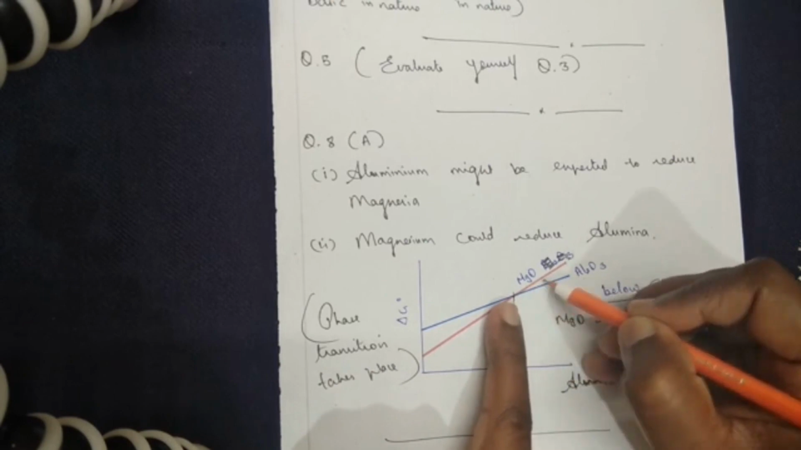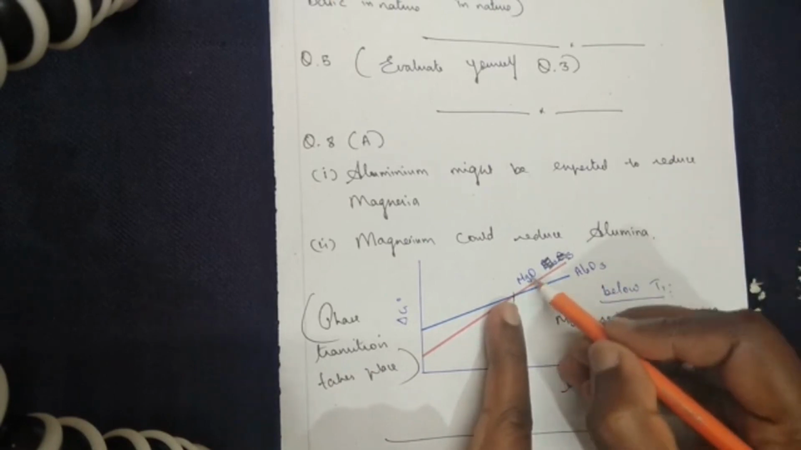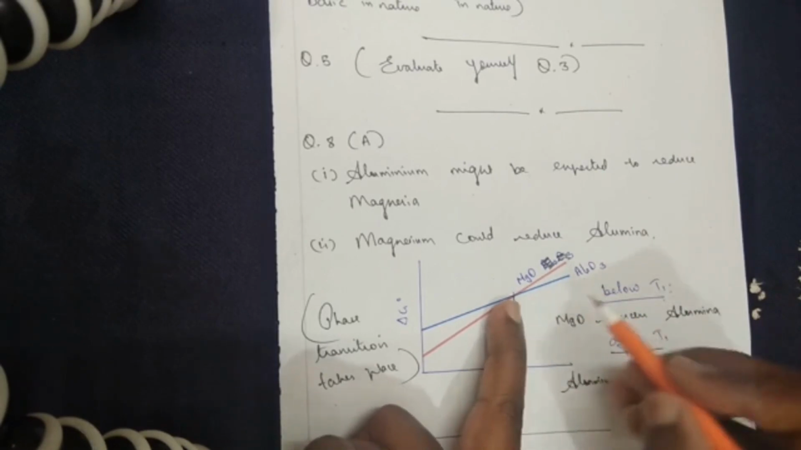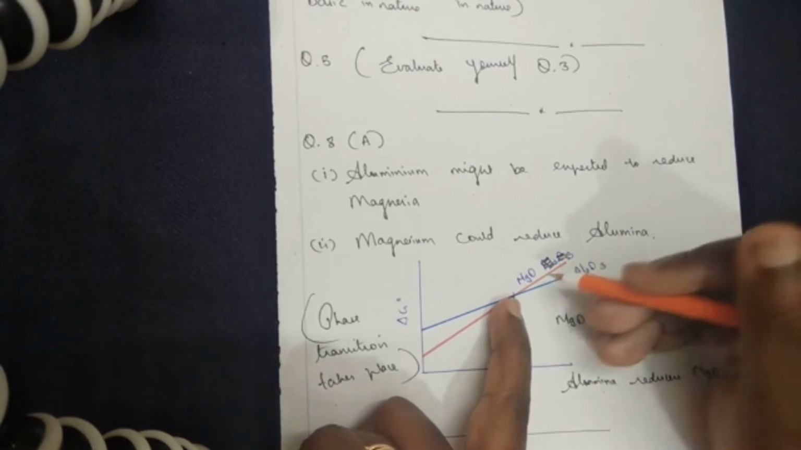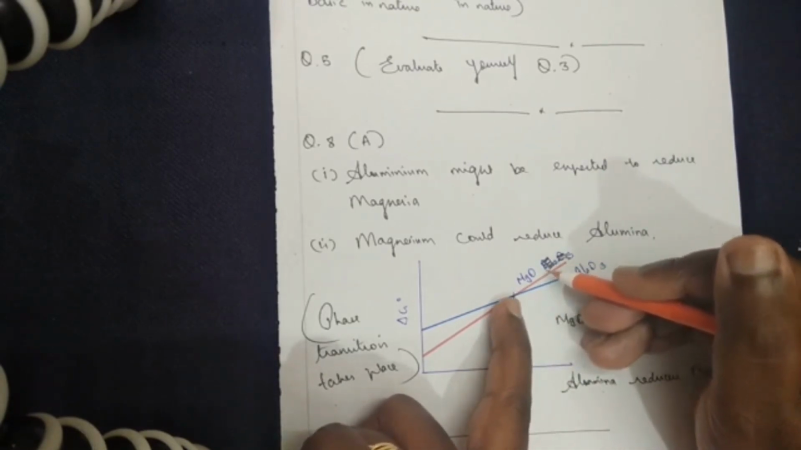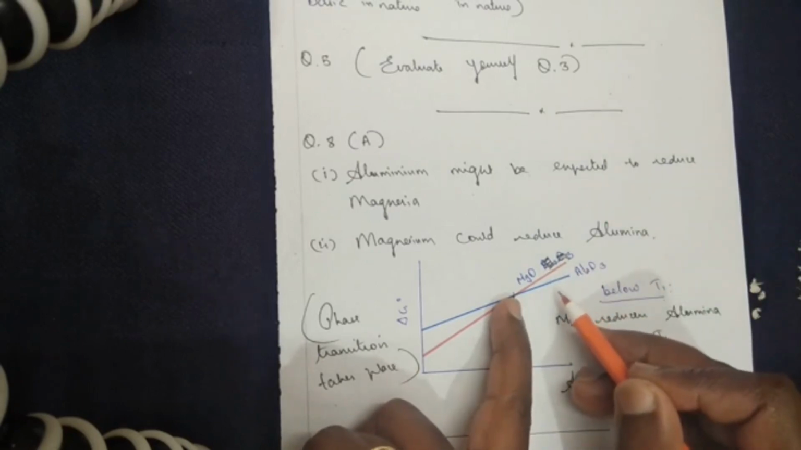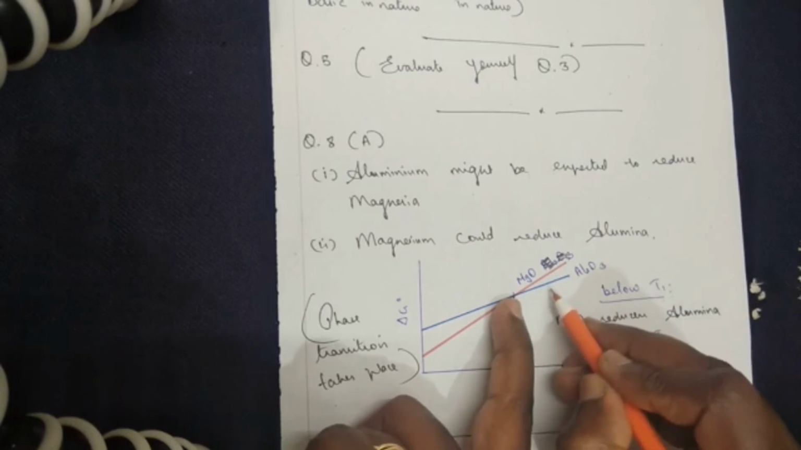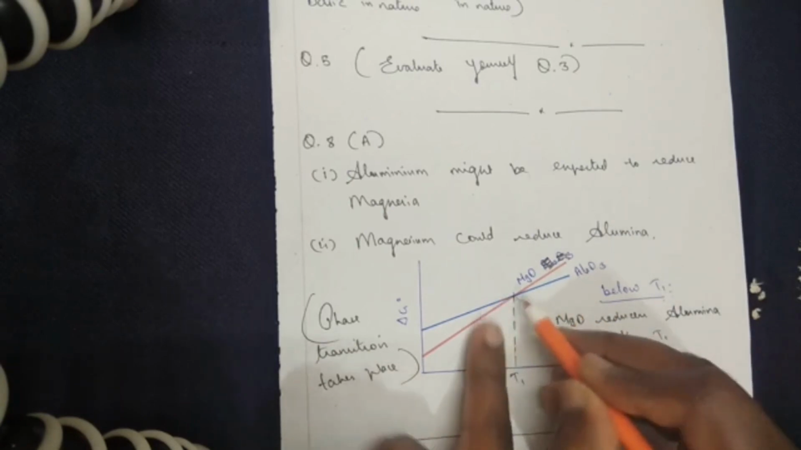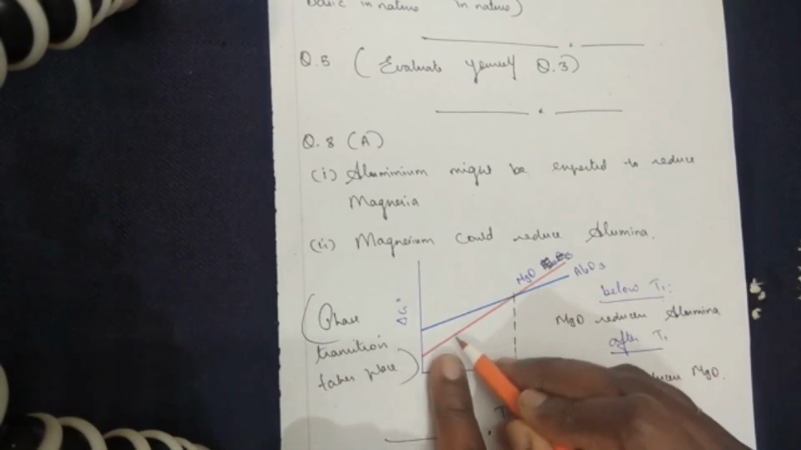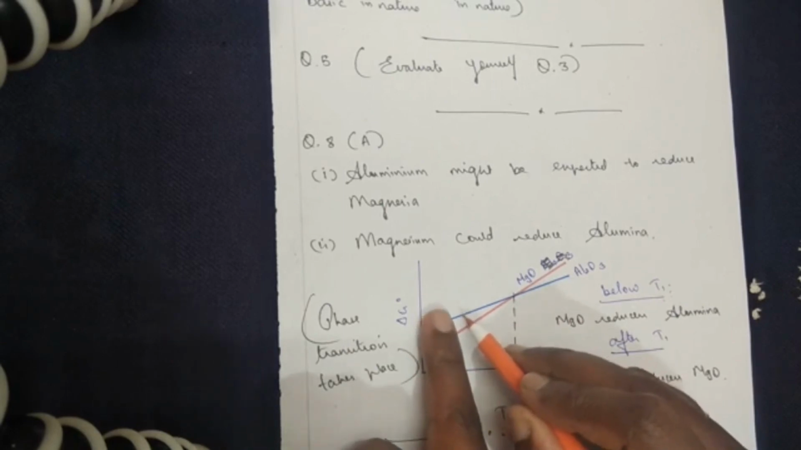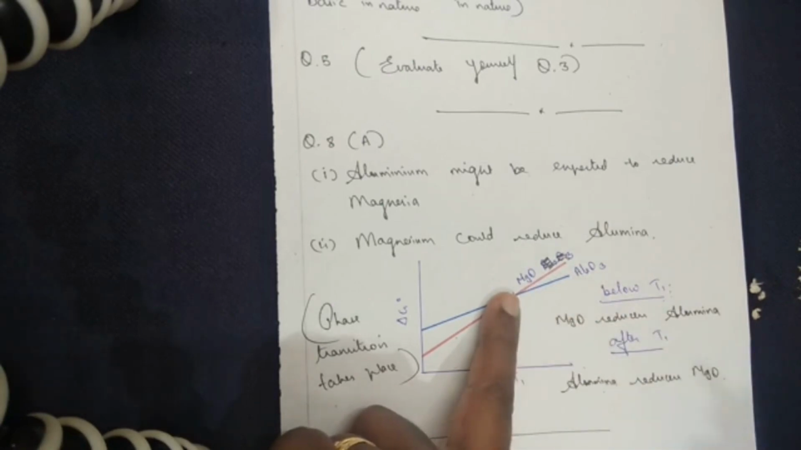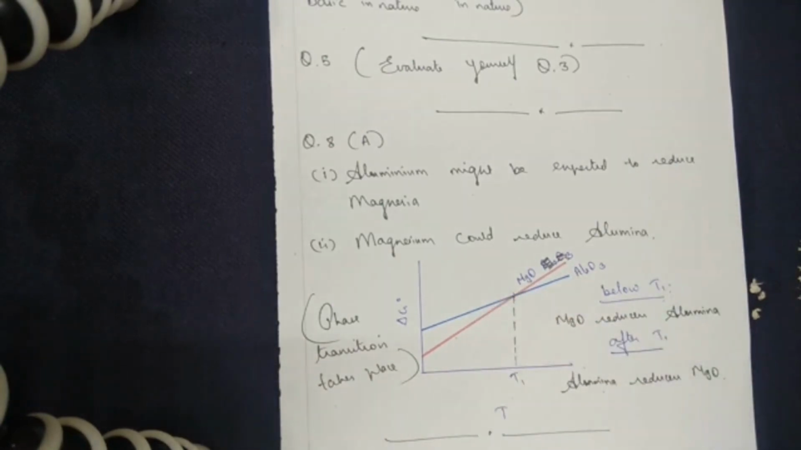Now after the point T1, which line is below here? The blue line is below and the red color line is above. So what will you write down here? You need to select that the upper metal oxide can be reduced by using the metal or metal oxides on the lower graph. So here alumina is in the lower position. So before T1, magnesium oxide reduces alumina. After T1, alumina reduces magnesium oxide. So this is for your understanding.